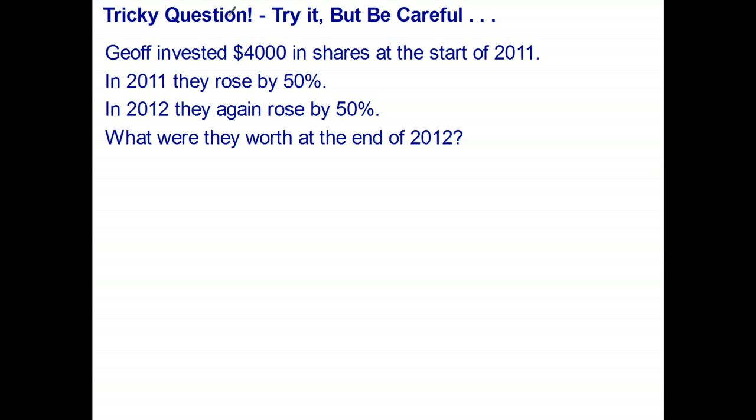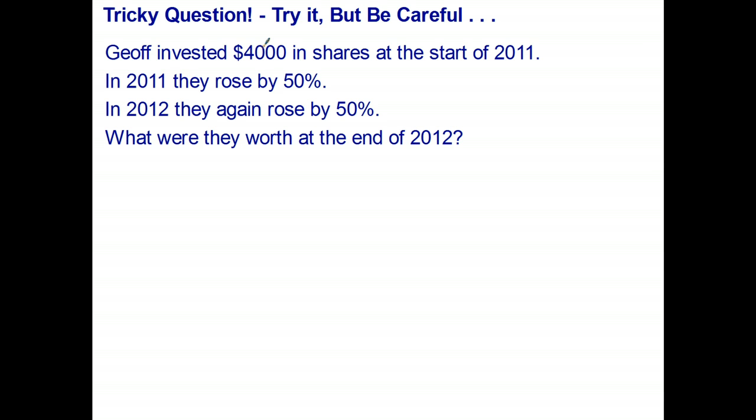Okay, let's see if you figured out what the trick was in the question. Now, here's what a lot of students do when they come across this question. They say, well, if it went up by 50% in 2011 and went up again by 50% in 2012, therefore it's gone up by 100%, and 100% of 4,000 is 4,000, and therefore the value of the shares after 2 years must be $8,000. And it turns out that that is not correct.